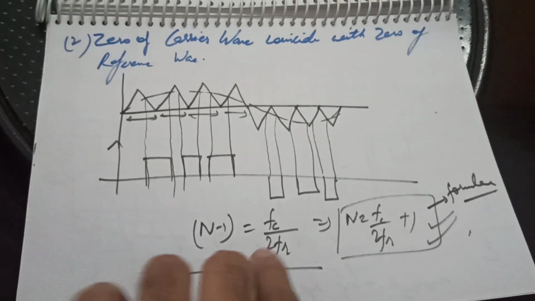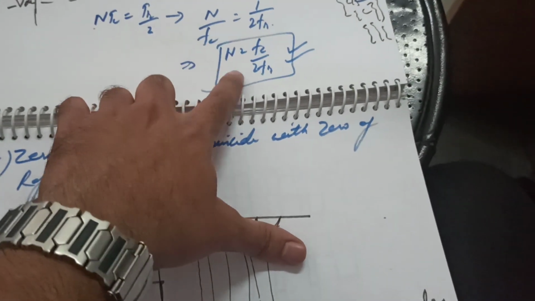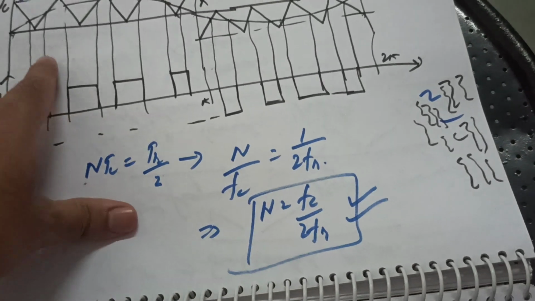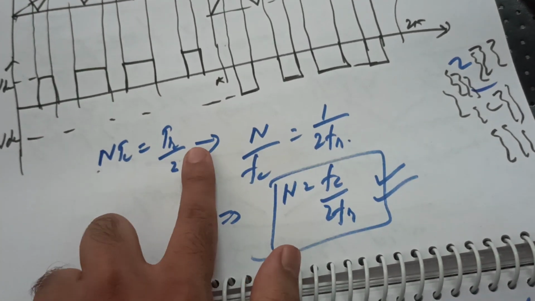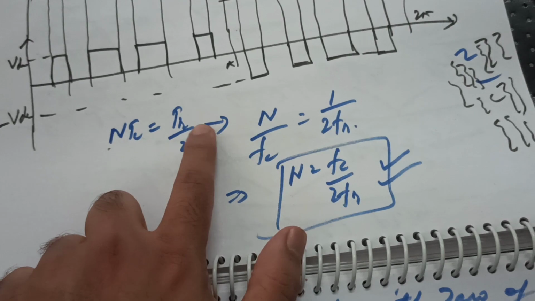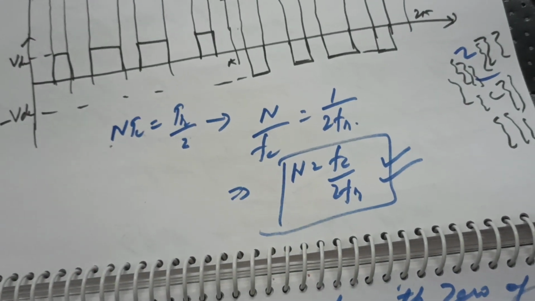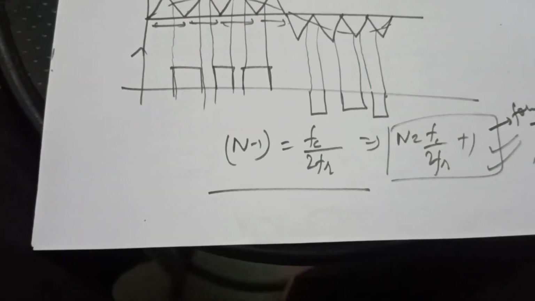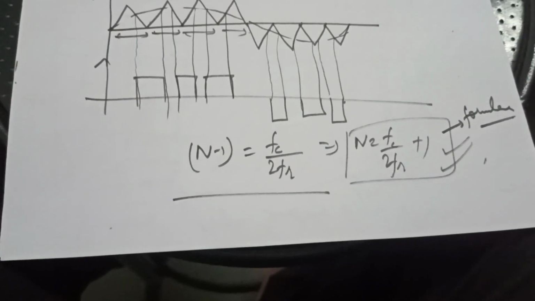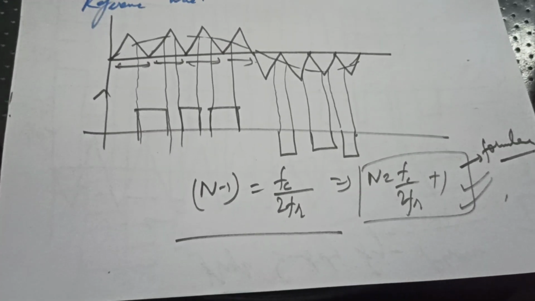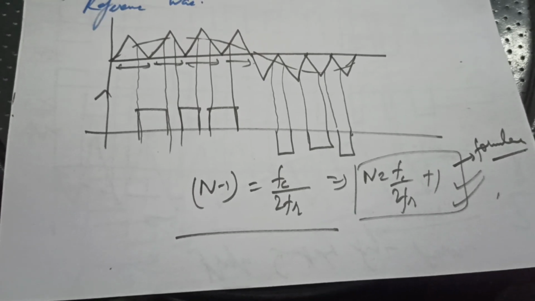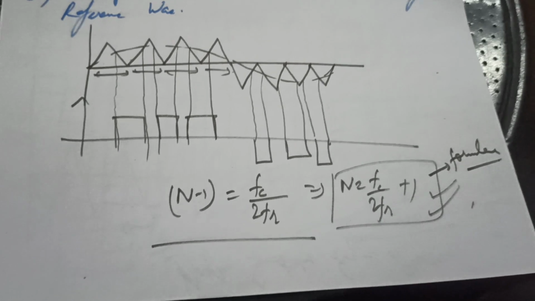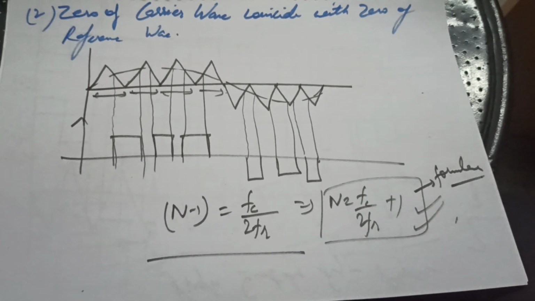So by deducing this from this, if here n is, I am simply doing what? n times Tc is equal to Tr by 2. So from this I am deducing that n minus 1 number of pulses are generated. n minus 1 should be equal to Fc by 2Fr. Clear? Okay. So n becomes Fc by 2Fr plus 1.